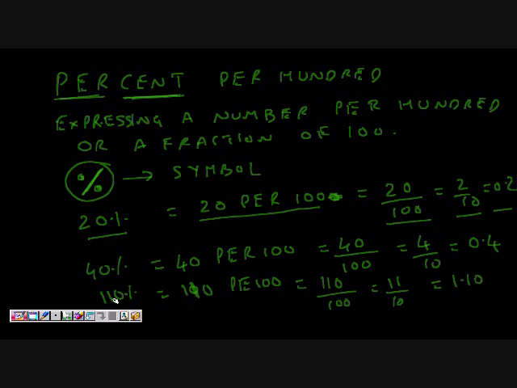So percentage can be expressed as a combination of different numbers. So we can say 20%, or 20 per 100, or 20 divided by 100, or 2 by 10, or 0.2. So those all mean the same.